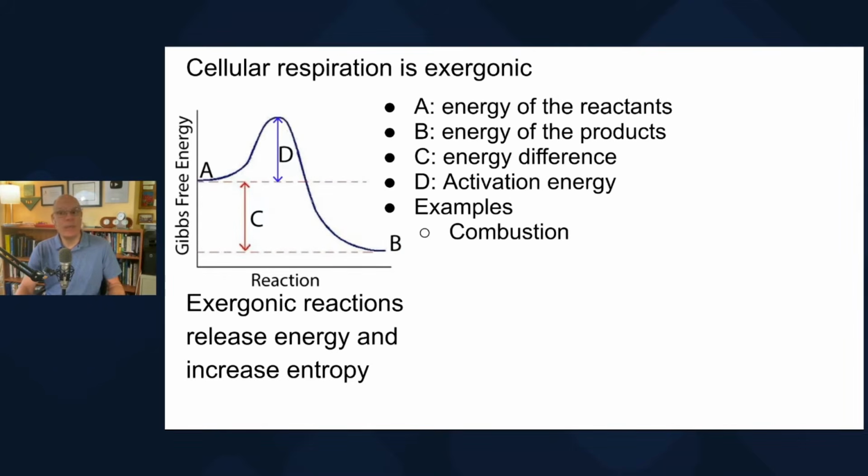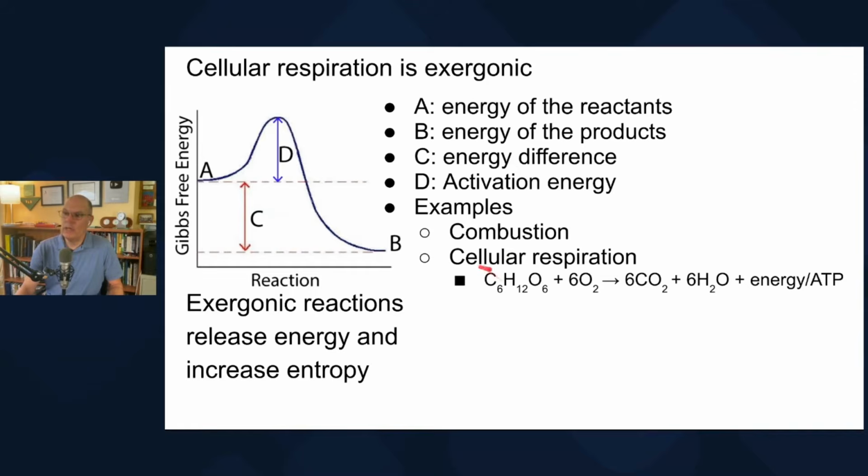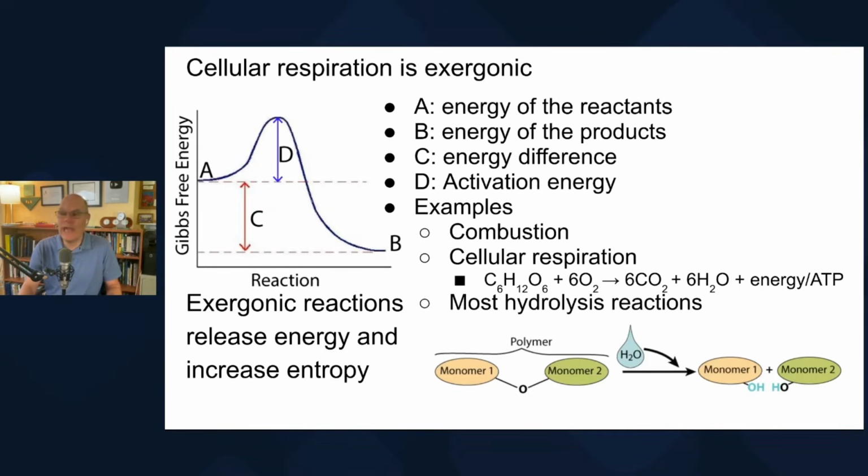Examples include combustion. If you were to burn paper or wood, the energy of the reactant, the paper or the wood, would be much higher than the exhaust products, which are CO2 and water. Cellular respiration, which will be our focus for tonight, is an exergonic reaction. Here's glucose, here's oxygen, and here's carbon dioxide and water, the waste products. The purpose of cellular respiration is to create energy in the form of ATP that the cell can use. Notice that there are 7 molecules on the left side and 12 on the right side. We've increased entropy. Most hydrolysis reactions where polymers are made into monomers are exergonic.